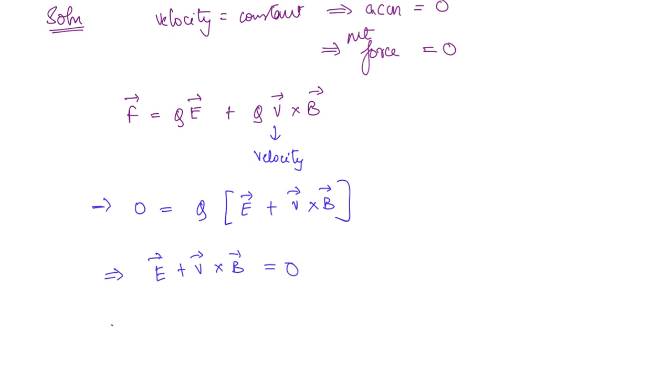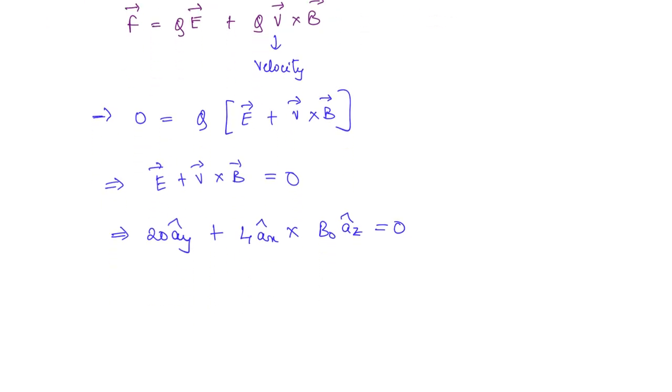If you substitute the E bar, what is the E bar value? It is 20 ay cap plus V bar, given as 4 ax cap, cross B naught az cap. This is equal to 0. Now x cross z, what will it be? It is going to be minus ay cap. So here you get 20 ay cap minus 4 B naught ay cap is equal to 0. When will this be 0? When B naught is equal to 20 by 4, which is equal to 5.